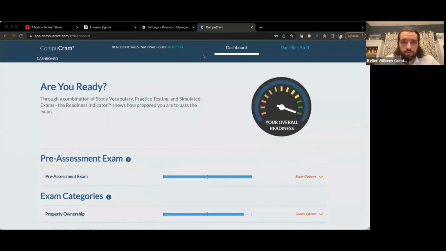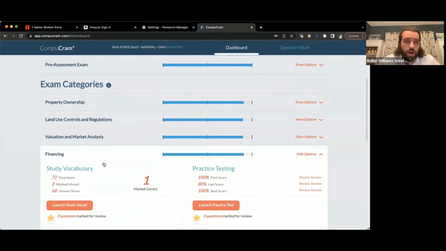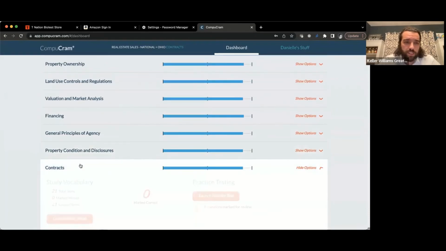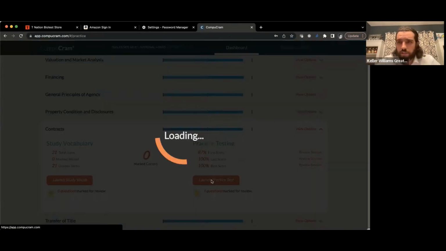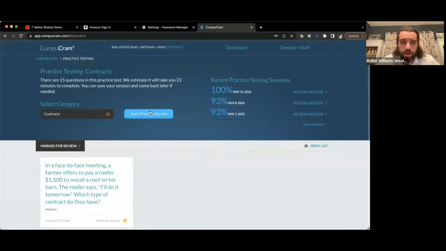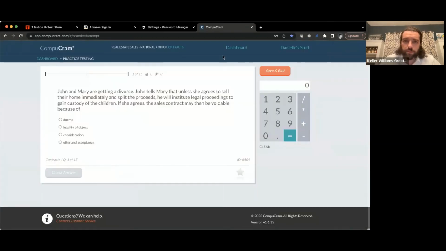All right, we'll keep on trucking here. Contracts. You've heard me say it before, I'll say it again. Single largest section on the exam. Know your contracts, and you will put yourself in the best position to pass the national portion of the exam.